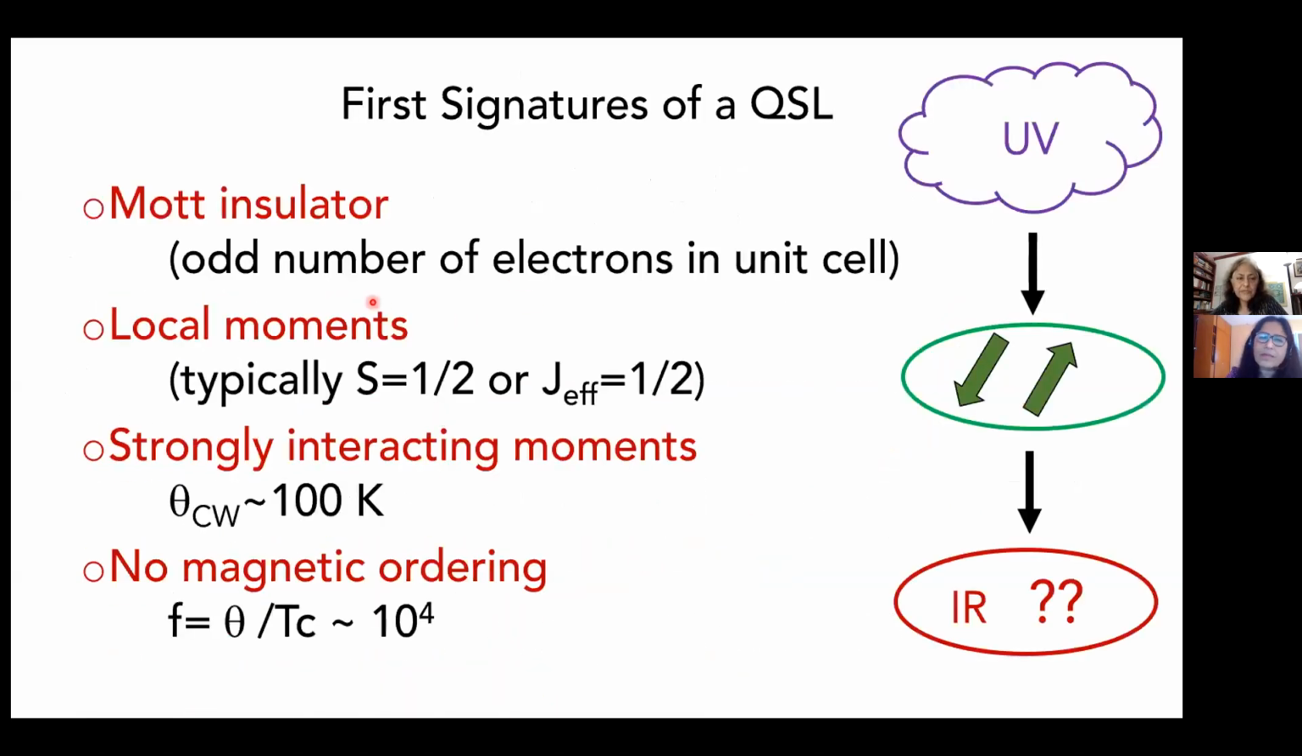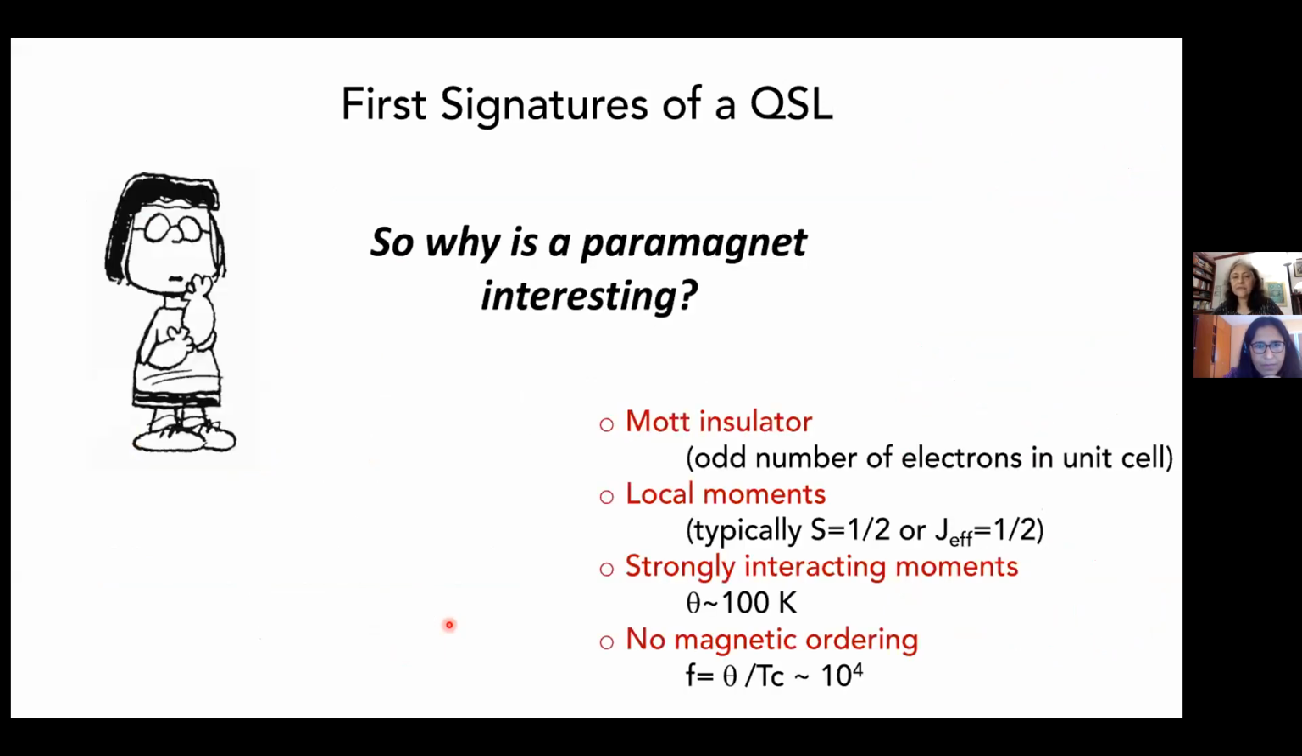So I've just kind of put down the main requirements. You want a Mott insulator, which basically says an odd number of electrons in the unit cell. You want local moments that are small, either S equal to half, or if you have spin orbit coupling, then J effective equal to half. The moments are strongly interacting, so theta Curie-Weiss is about a few hundred Kelvin in a number of materials, and there's no magnetic ordering. And people have observed these frustration parameters to go up to as much as 10 to the 4. So we have such candidate materials.